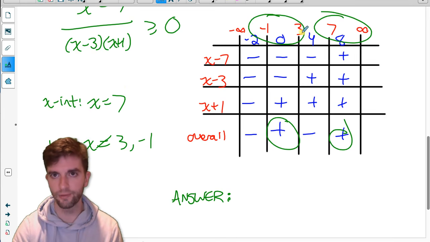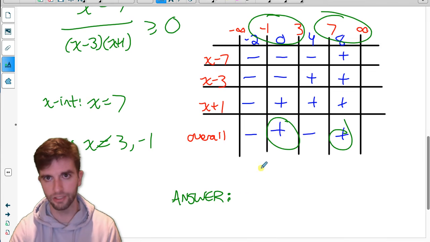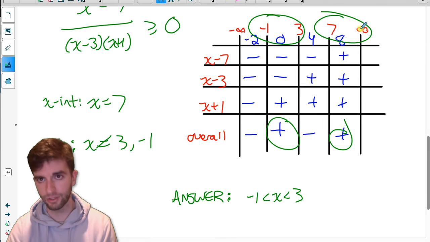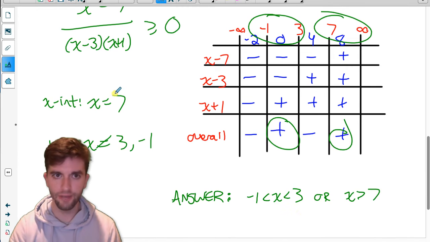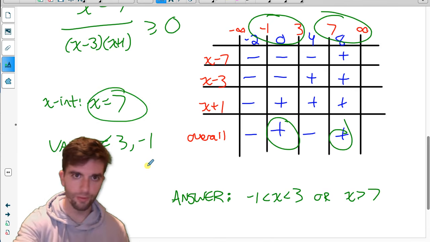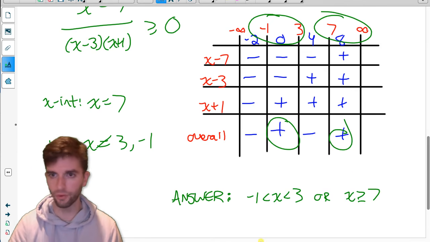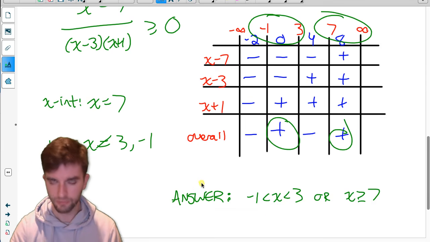So between -1 and 3, the function is positive. So in our answer, we'll say x is between -1 and 3. And when x is greater than 7, so we'll say or x is greater than 7. But I need to include 7 in my answer, because that is a place where the function actually equals 0. So how do I include it? I put an equal sign under there as well. It says when x is greater than or equal to 7.